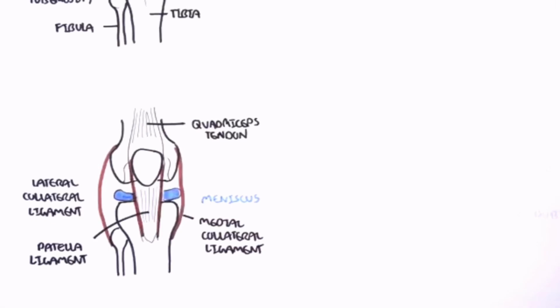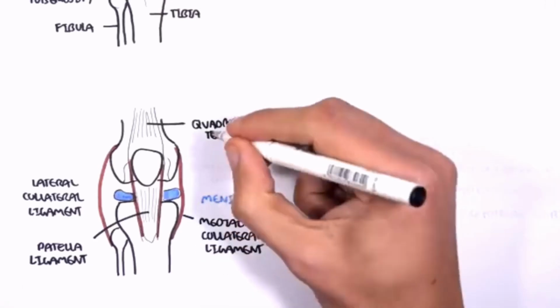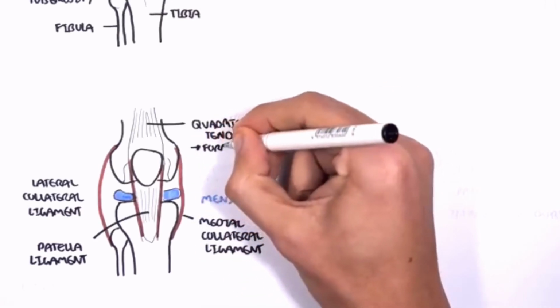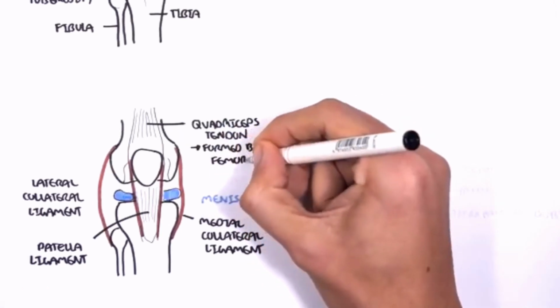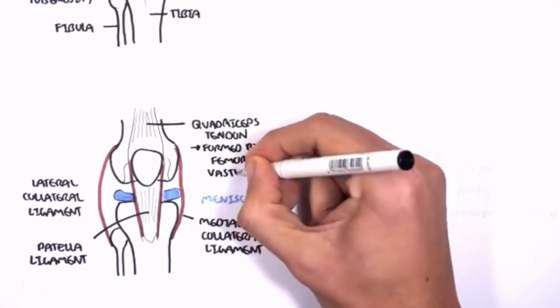The patella bone has a patella ligament which runs and attaches to the tibial tuberosity, which, as we discussed earlier, can get inflamed and can undergo microavulsions, which is characteristic of Osgood-Schlatter syndrome. The patella ligament is actually the continuation of the quadriceps tendon, formed by the rectus femoris muscle and the vastus muscles of the thigh.